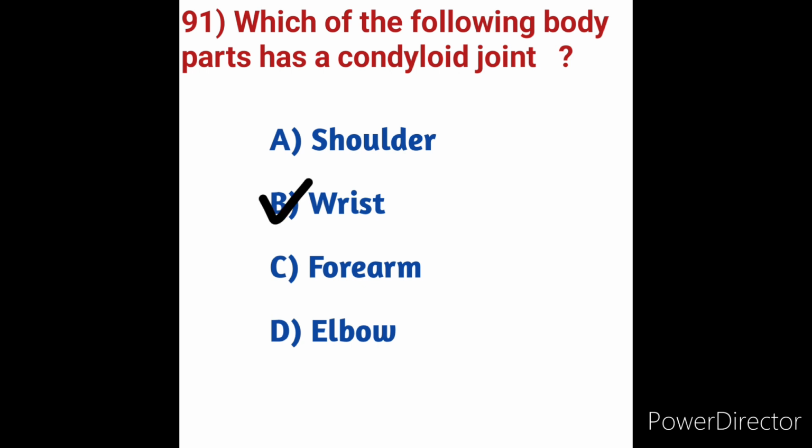So here, which of the following body parts has a condyloid joint? We will see the options here. Option B, wrist, is the correct answer here. The wrist has a condyloid joint. So here option B is the correct answer. Next we will move on to question number 92.